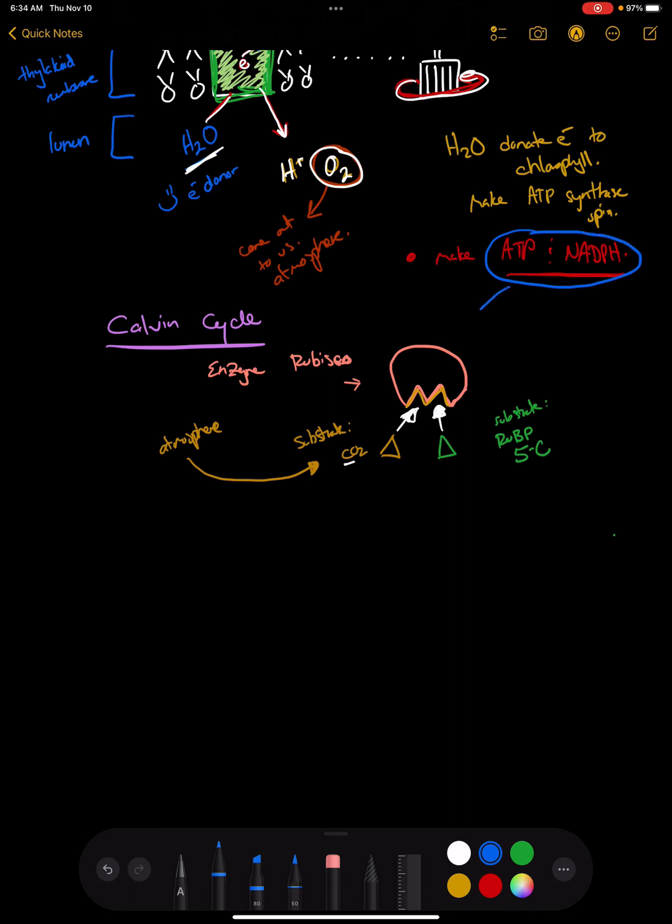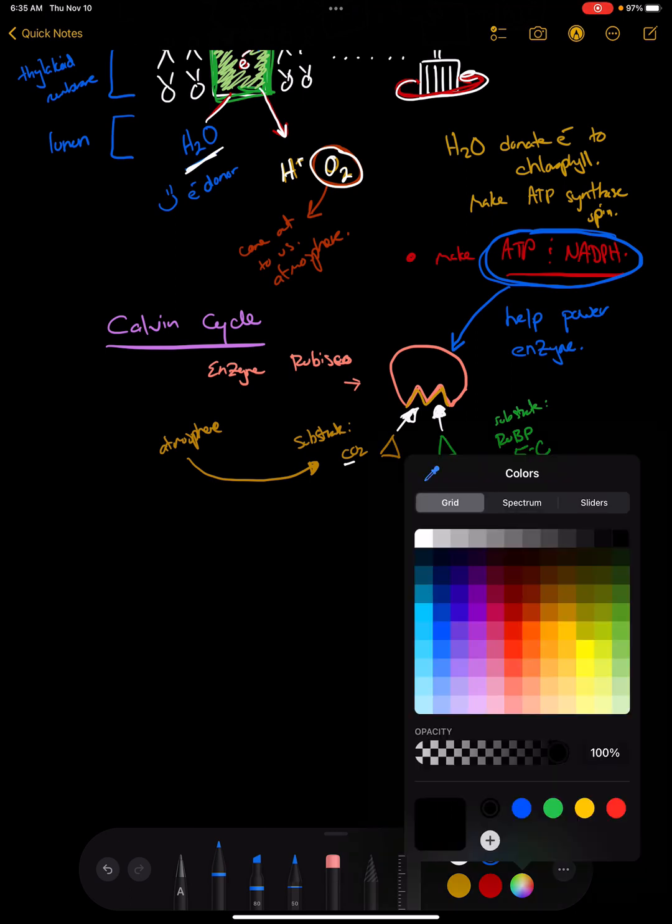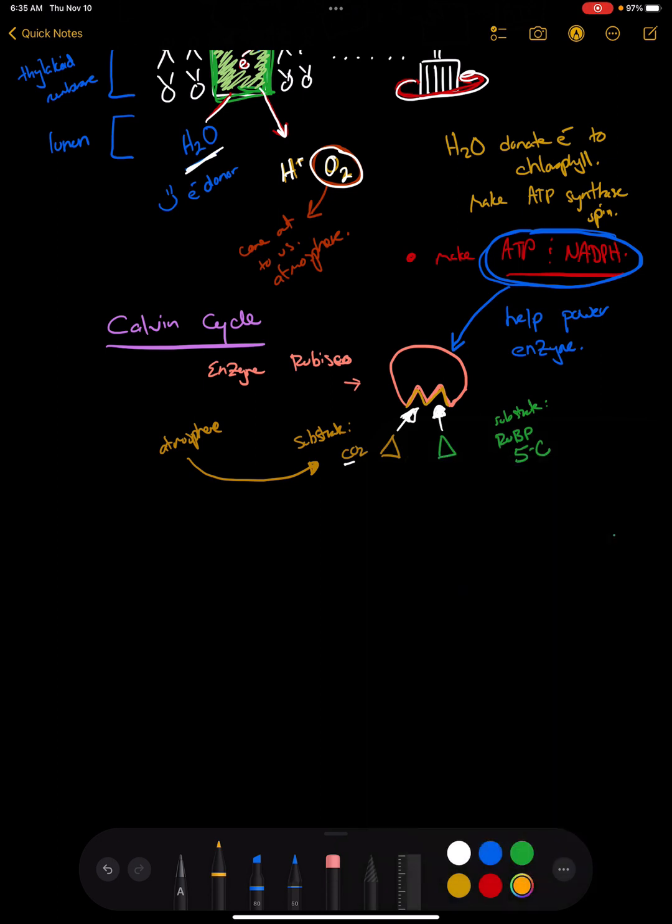These guys are going to come over here to this enzyme because I just made them. They're going to come over here and they are going to help power, whoops, went to an eraser. They're going to help power this enzyme, all right? So I made these two in the light reactions because I need them to help power the enzyme over here. So the CO2 and the RuBP, they're going to come into this enzyme and then they're going to be forced together because of the ATP and the NADPH.